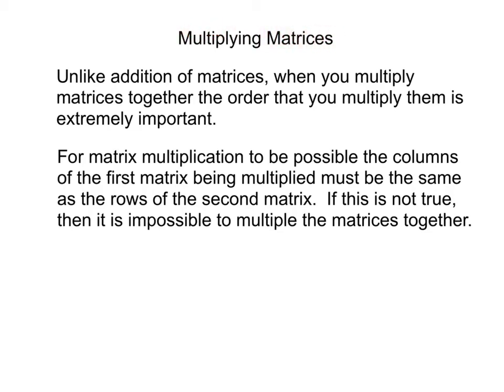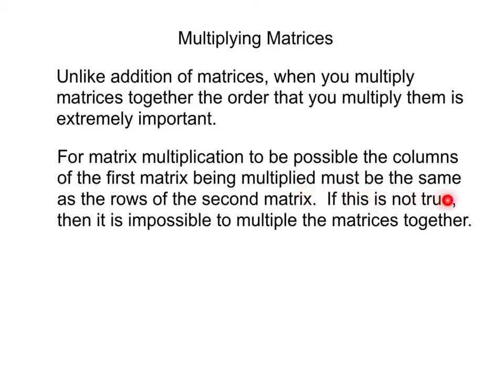Multiplying matrices. Unlike addition of matrices, when you multiply matrices together, the order that you multiply them is extremely important. For matrix multiplication to be possible, the columns of the first matrix being multiplied must be the same as the rows of the second matrix.